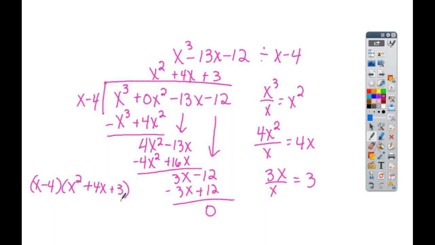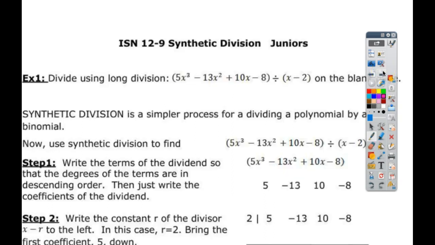All right, so we're testing whether x minus 4 is a factor of that polynomial. That's what we're testing. So x minus 4 is the factor, and we're testing it. If we get 0 for a remainder, it's a factor. All right? So this long division works every time. But sometimes we can use a shortcut, and it's called synthetic division.